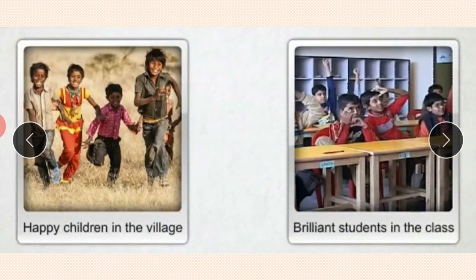Now, observe the collections. Happy children in the village. Brilliant students in the class. In both the examples, the words happy and brilliant are relative terms because the exact meaning of being happy and being brilliant differs from person to person, and therefore these collections are not sets.